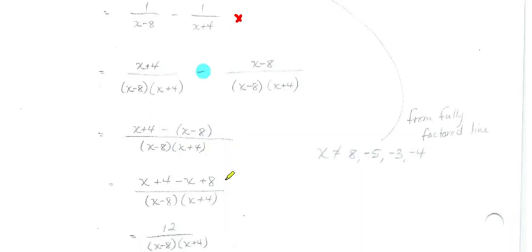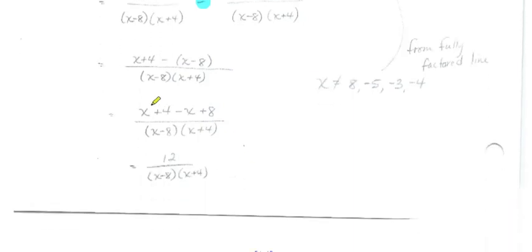So when you look at this next line, you have to carry the x plus 4 down, and then you're going to subtract x, and then you're going to subtract negative 8, which is actually adding 8. Makes a big difference. So you have x plus 4 minus x plus 8. So x minus x, they cancel each other out. 4 plus 8 gives you 12. Again, the denominators haven't changed. There's still going to be x minus 8, x plus 4. So final answer is 12 divided by x minus 8, x plus 4.